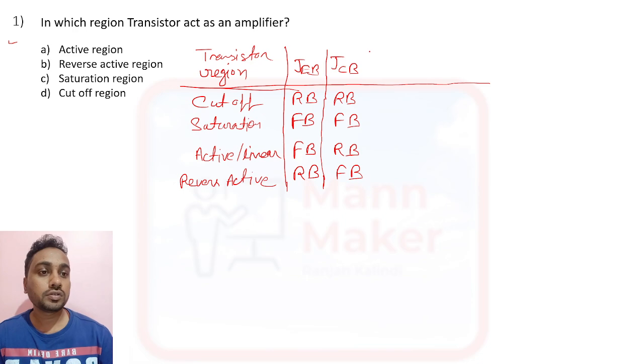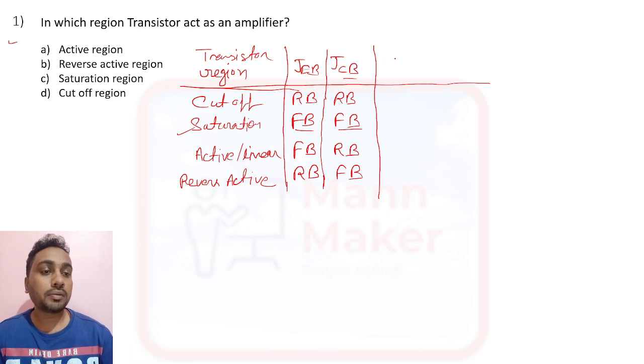So this is about the transistor regions, in which mode they work, meaning in which biasing they work. Suppose a question comes like, if the emitter junction is in forward bias and the collector to base junction is in forward bias, then in which region is the transistor working? So you have to answer saturation region. Like that a question may come.